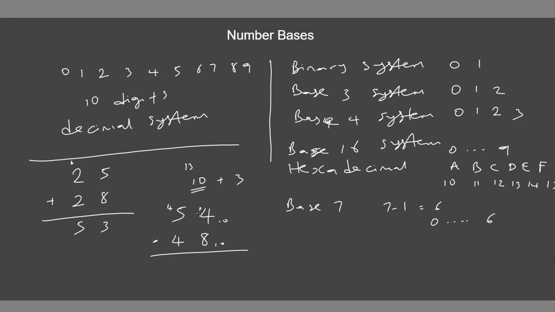And now we have 14. 14 minus 8 will give you what? 6. Then here you have 4. 4 minus 4, this gives you 0. So the answer here is 6. So this is the decimal system.